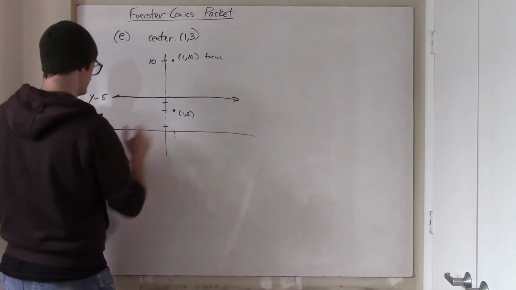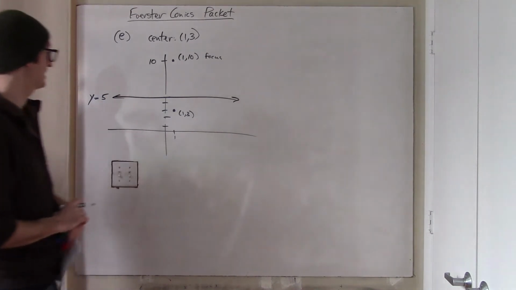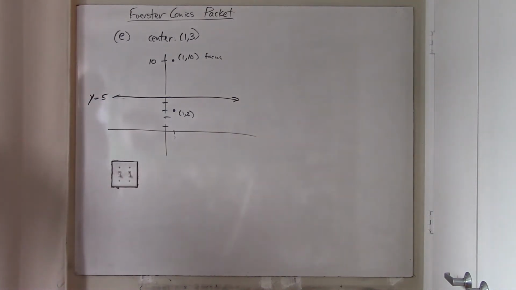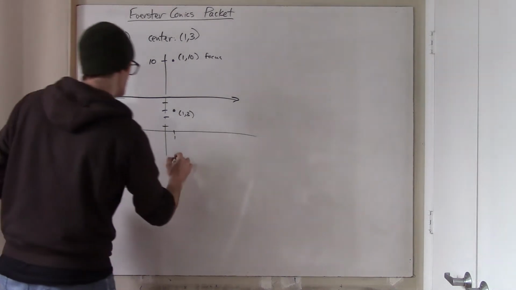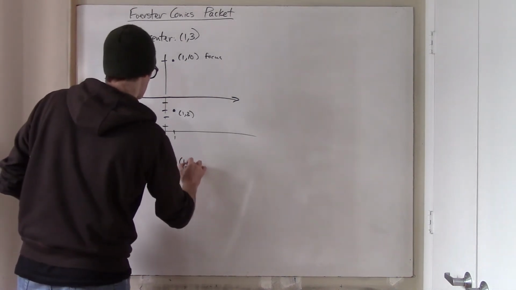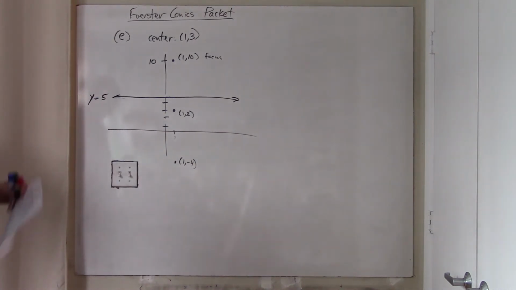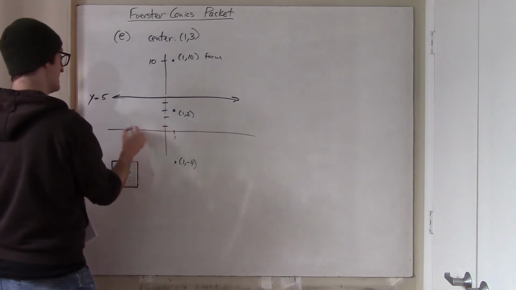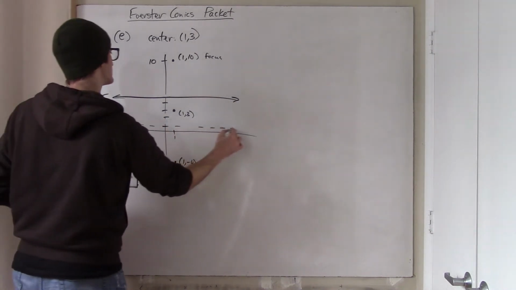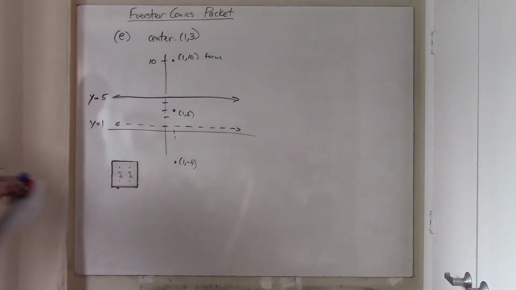Ignore those little tick marks there, because they were bad. 1, 2, 3, 4, 5. It's going to be 7 away, so 7 away in the other direction. So the other focus will be at 1, -4. And the other directrix will then be 2 away from the center in the other direction, so the other directrix is going to be here at y equals 1. But I don't actually need any of that information to solve the problem.